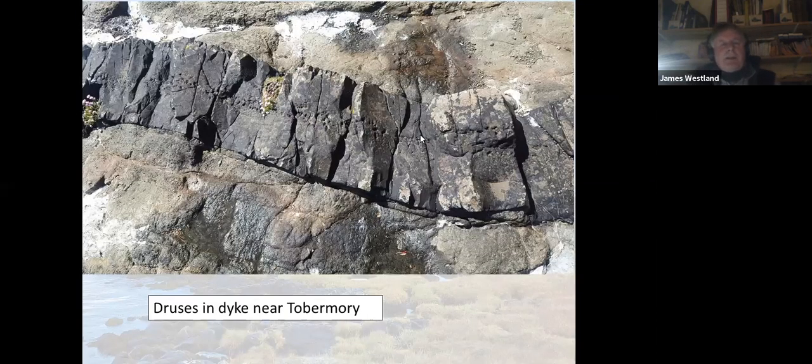I also mentioned things called druses. Now, druses are these little holes up the middle. You see these right down the middle of the dike? It's sort of pockmarked with holes. Now, these are gas bubbles. So as the thing cools down, it cools down from the outside inwards. And there are very often gas bubbles left at the very end of the cooling process. And these solidify as these little voids. So that's what these are. And again, it's quite common in these dikes. Druses.